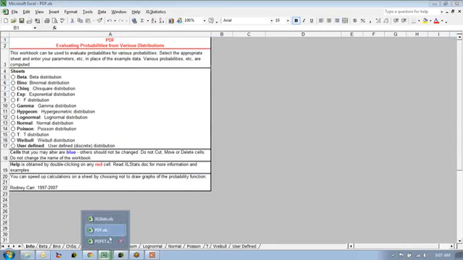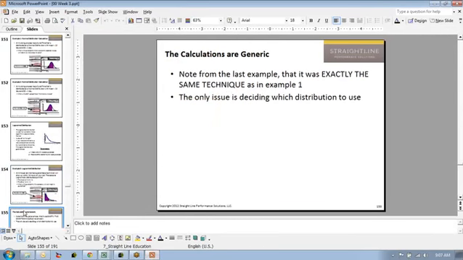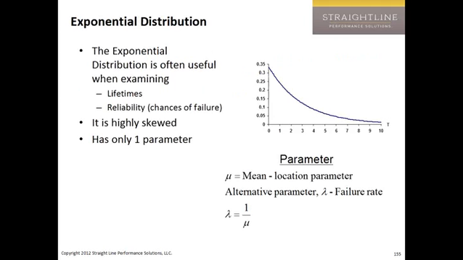Okay, let's go through a couple more examples. Now you should notice that the calculations, as I say here, are generic. They're exactly the same techniques. So once you get one, it's just a question of which distribution do I want to use to model.